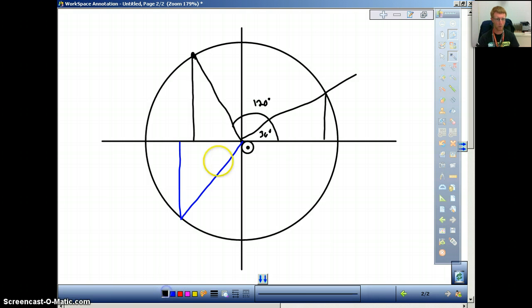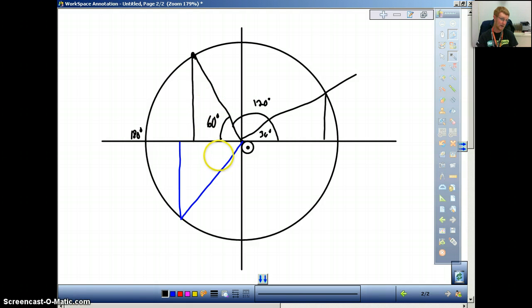So this one right here, again, we've gone 120 degrees. This is 180 degrees right here. So 180 minus 120 is 60 degrees. That's our reference angle. So that means the reference angle for 120 degrees will always be 60 degrees.